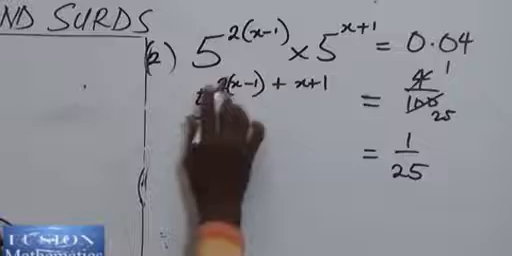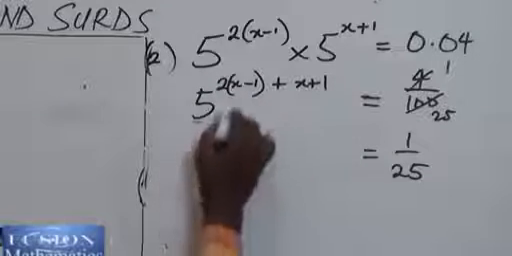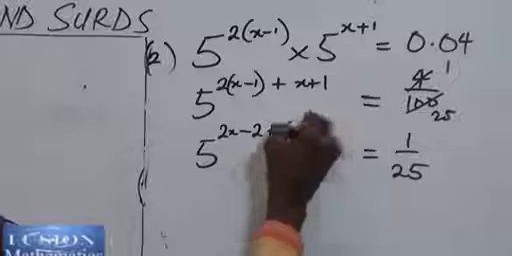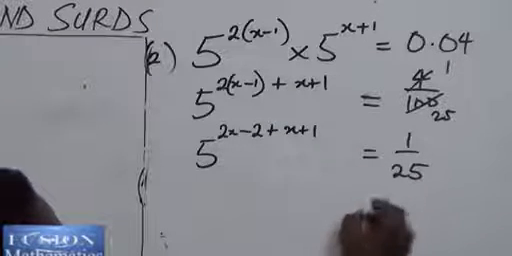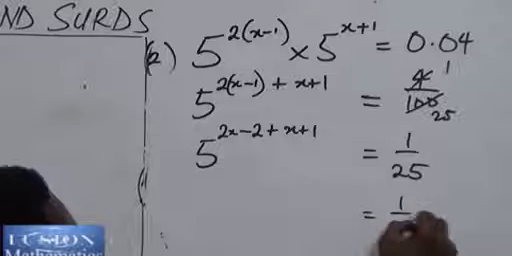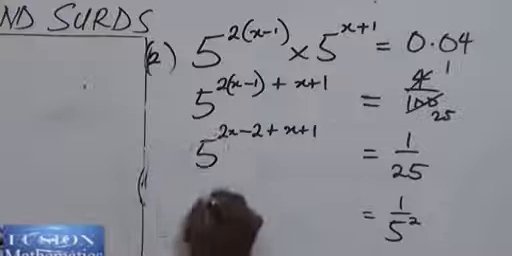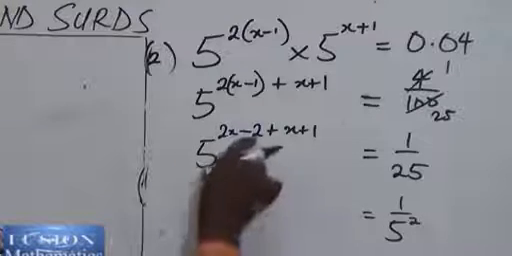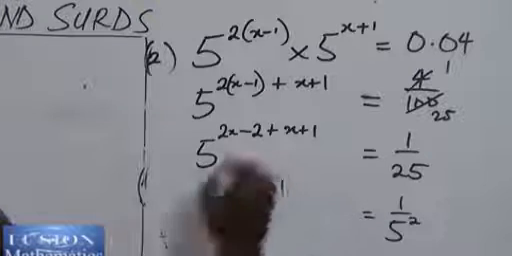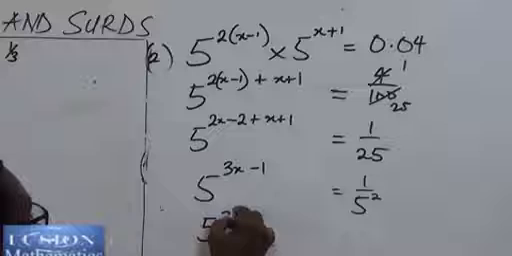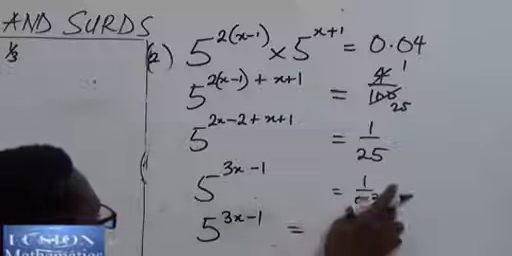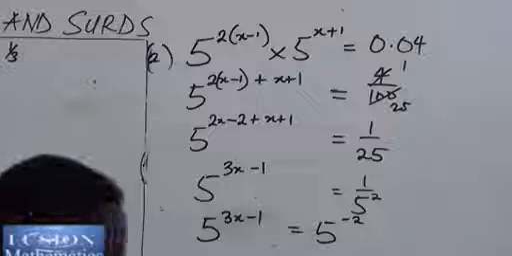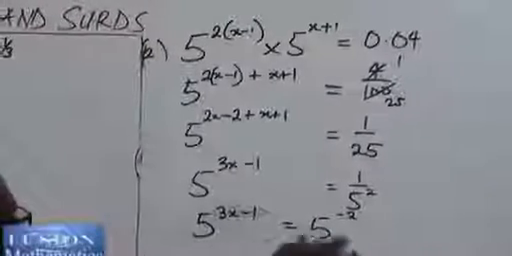While on this side, let's simplify the power. We have 5 raised to the power. We open the bracket. This will be 2x minus 2 plus x plus 1. On this side, this will become 1 over 5 raised to the power 2. On this side, 2x, so we have 5 raised to the power, 2x plus x. 2x plus x will give us 3x. Minus 2 plus 1 will give us minus 1. So this will give us 5 raised to the power 3x minus 1 equals to this a reverse process will give us 5 raised to the power minus 2. Remembering our negative index. So now that we have the same base, we cancel out.